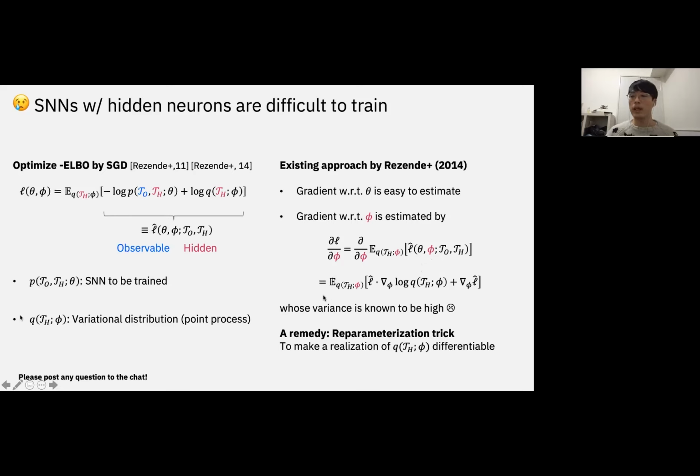A typical remedy, available in the late 2010s, is the reparameterization trick, which makes a realization of the variational distribution differentiable with respect to the model parameter phi, and computes this ELBO by applying automatic differentiation tools. However, there is no differentiable point process so far. This is the main reason why I tried to develop a differentiable point process in this research.